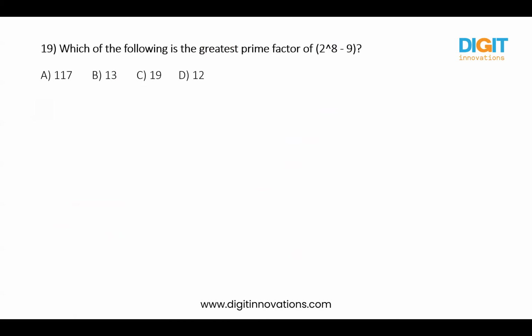So which of the following is the greatest prime factor of 2 power 8 minus 9? First of all, 2 power 8 minus 9. 2 power 8 value is 256 minus 9, which would be 247. Which of the following is the greatest prime factor? So first of all, we have to do the prime factorization of this 247, and in that we have to find the greatest number.